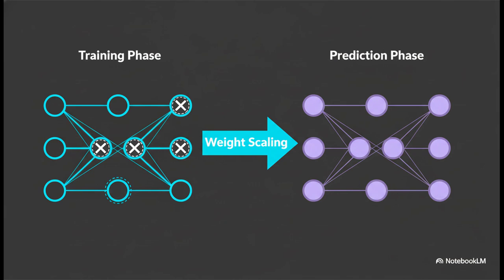Okay, so training is this chaotic process of turning neurons on and off. But what about when you actually want to make a prediction? Well, at test time, the party's over. Use the full, complete network with all the neurons turned on. But you scale down the weights to account for the fact that they were only active part of the time during training. This gives you the effect of averaging the votes from that massive implicit ensemble.